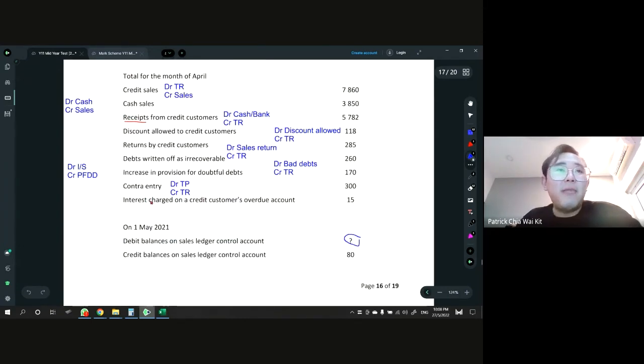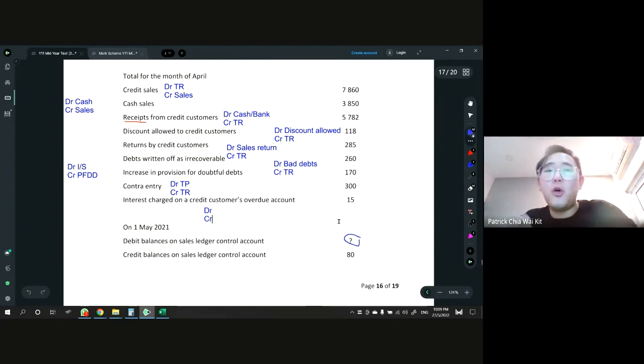All right. And the last one, we have interest charged on credit customer overdue account. So the customer owes us, we charge them interest. If we charge them interest, is this interest a good thing for us or a bad thing? It's a good thing, right? It's our income. We're going to earn it if they pay us. But anyway, we charge first. We don't care. So what account do we DR? What account do we CR?